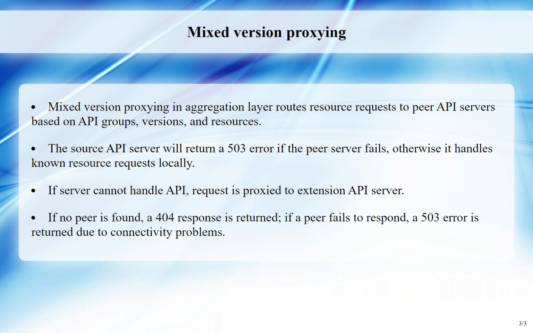If no peer is found, it eventually returns a 404 response. If a peer is found but fails to respond, a 503 error is returned due to issues like network connectivity problems.